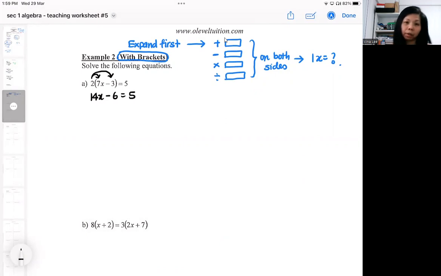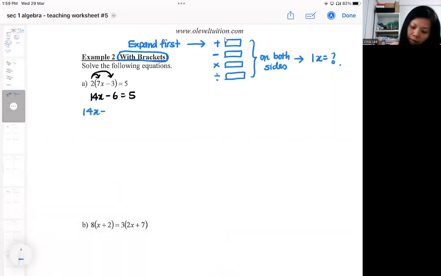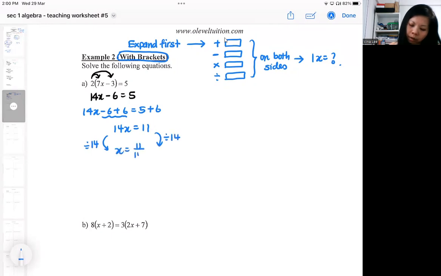So I've done my expansion already. Then I go back to the generic method. In this situation, I'm going to plus 6 on both sides. Then this will disappear. Okay, my aim is to get 1x. So I'm going to divide by 14. So I will get 11 over 14. That's it. Okay, so expand, back to the same method, your aim is still the same.